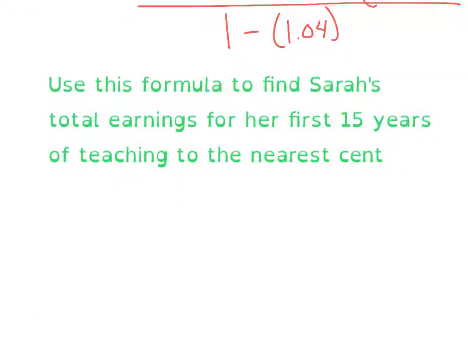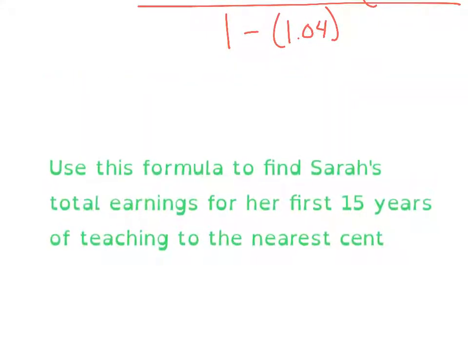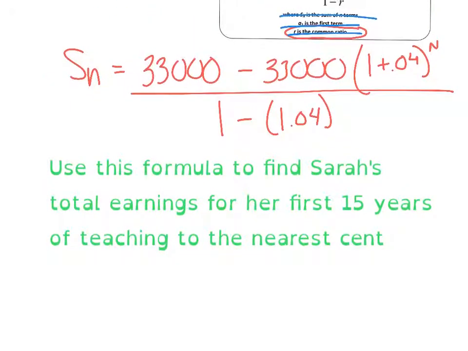So we'll keep scrolling. Use this formula to find Sarah's total earnings for her first 15 years of teaching to the nearest cent. So I'm basically just going to take that formula, and it says 15 years, so I'm going to replace my n with 15 and just substitute that back into the calculator.